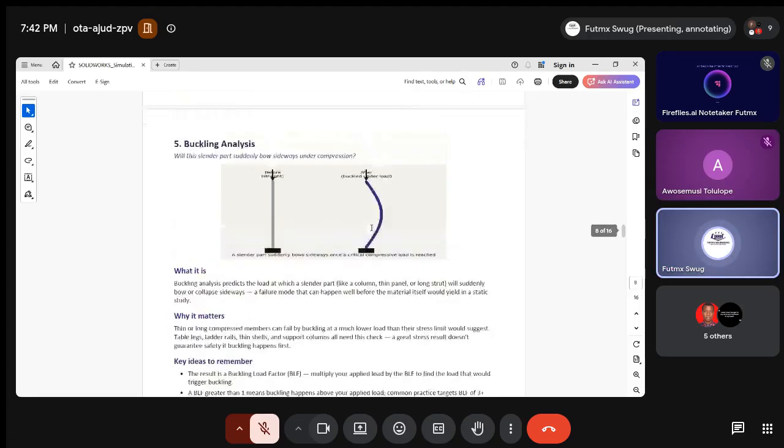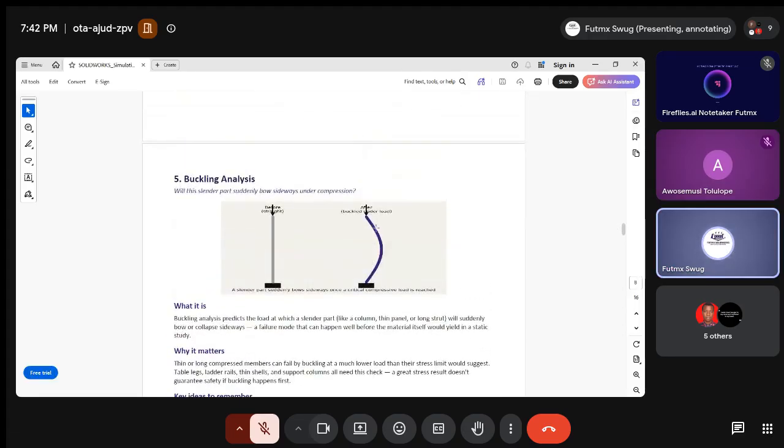So the next thing we are going to be talking about is the buckling analysis. We have talked about static analysis, displacement analysis, and thermal analysis. Now we are talking about buckling analysis. What it does for you is that when you have a part, you want to know how it will compress. Is it compressing sideways, to the left or to the right? That's where buckling analysis comes in.